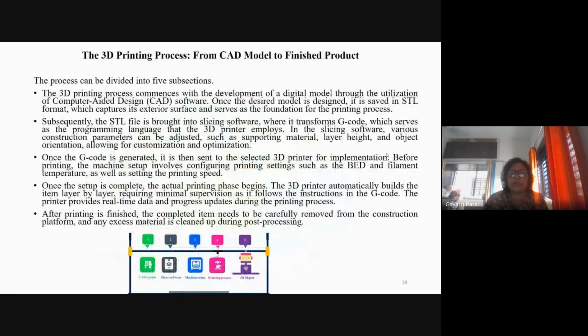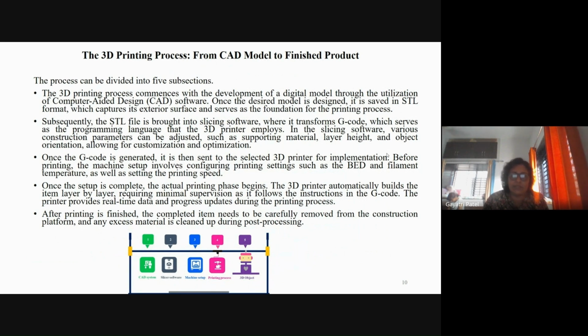Now this is the general process from the computer-aided design model to the finished product. First we have CAD designing, then slicer software, then the machine setup. Finally we do the printing process, and the object we get is a 3D printed object.